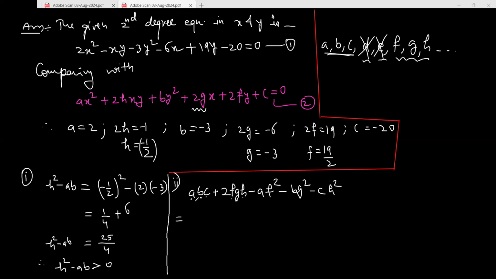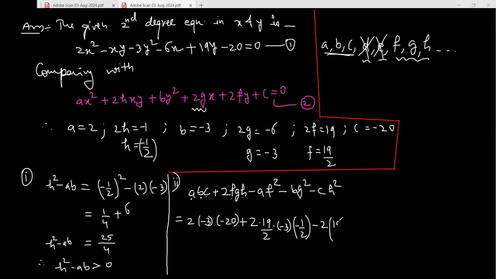So see, I will calculate ABC, A into B into C: 2 into minus 3 into minus 20, where A is 2, B is minus 3, and C is minus 20. Then ABC plus 2FGH: 2 into F, what is F? F is 19 by 2. G is minus 3. And H, what is H? H is minus 1 by 2. Then 2FGH minus AF square. A is 2, F square.